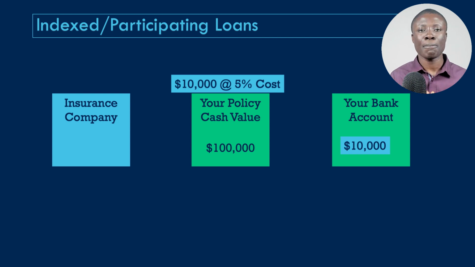What do I mean? Assuming the index returns 8% at the end of the year, then you will get a 3% gain or spread. However, if the market were to crash or produce a zero return, you will not get any interest credit, but at the same time, you are going to be charged 5% for the loan. This is how index loans work. The interest rate for index loans can be fixed or variable depending on the company.